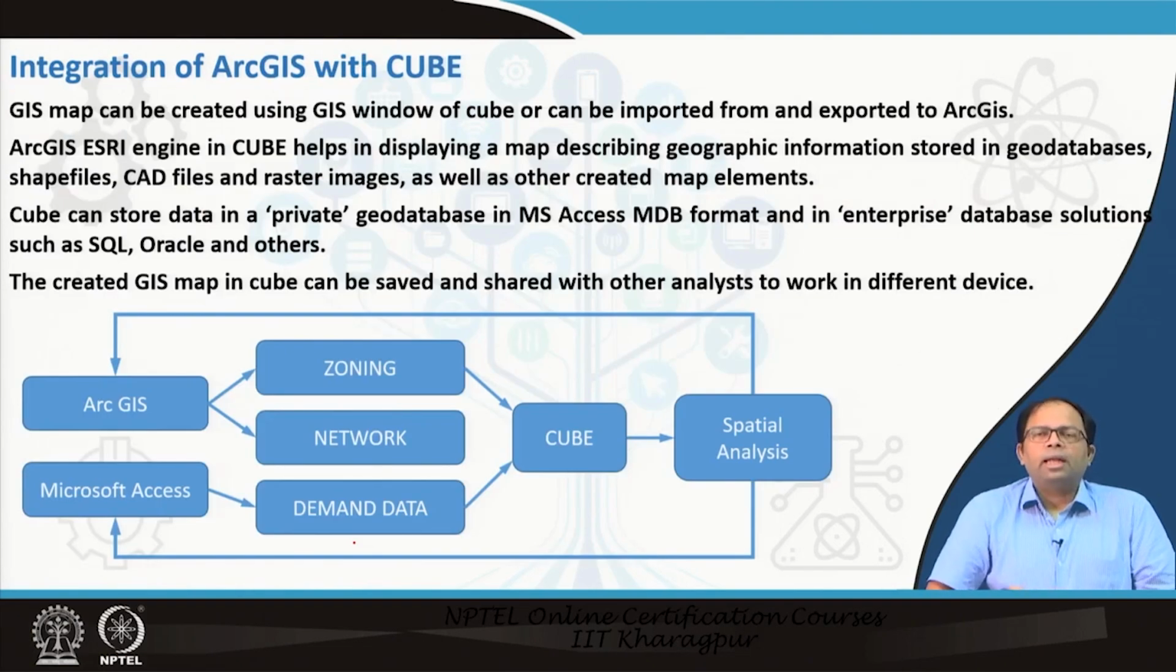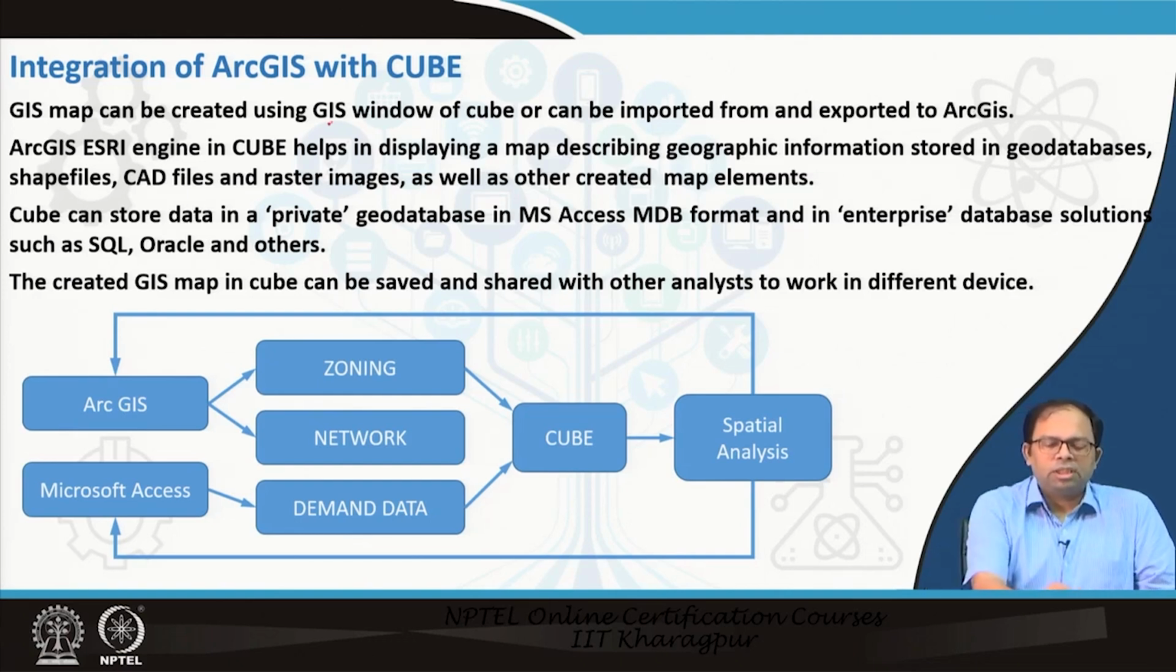Now, Cube uses ArcGIS. Cube uses the ArcGIS engine to do all sorts of mapping. The benefit of this is that we can develop a shapefile or a map in ArcGIS and import that back into Cube, and vice versa. This actually makes our work very easy. That means people who have already developed maps in ArcGIS can import them directly into Cube.